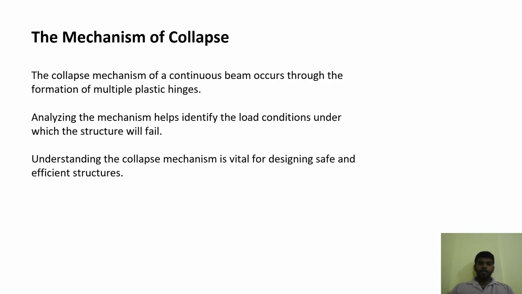The mechanism of collapse in plastic analysis of continuous beams. The plastic mechanism of a continuous beam occurs through the formation of multiple plastic hinges. Analyzing the mechanism helps identify the load conditions under which the structure will fail. Understanding the collapse mechanisms is vital for designing safe and efficient structures.